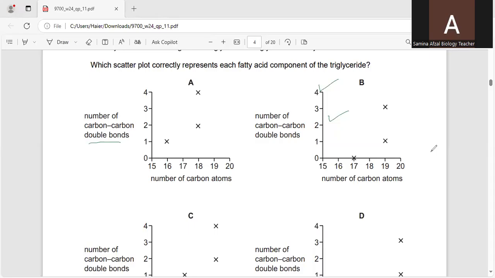So in chain one there was no double bond. So A is not the correct option. But in the case of B, there is no double bond in chain one, there is one double bond in chain 2, and there are three double bonds in chain 3. So B can be the correct option. Let's see C and D.